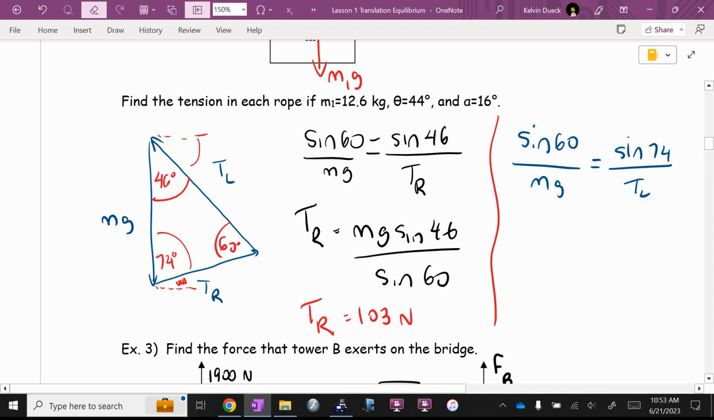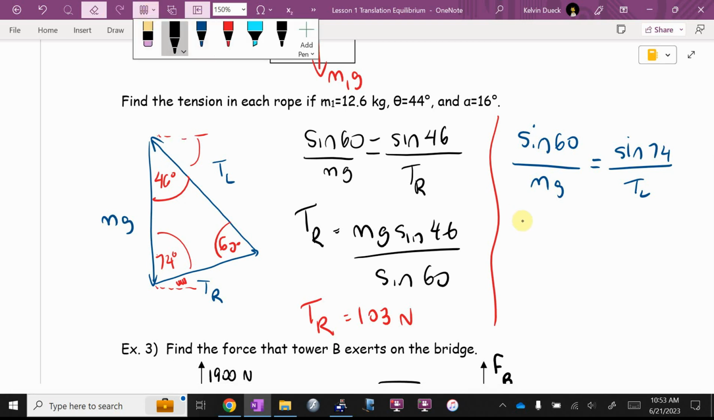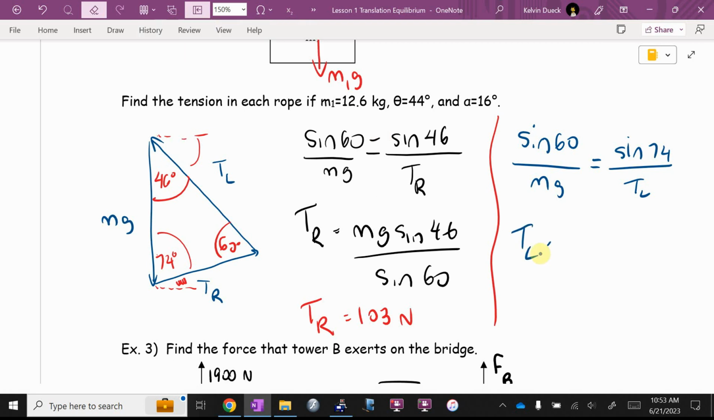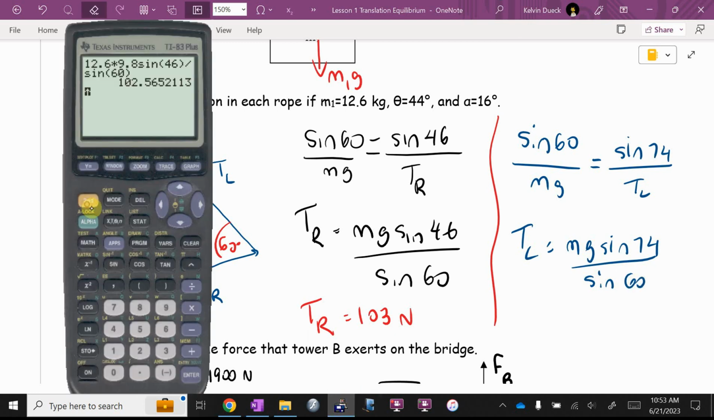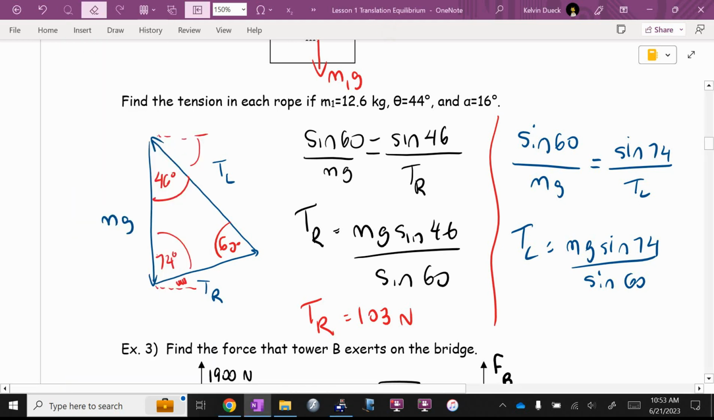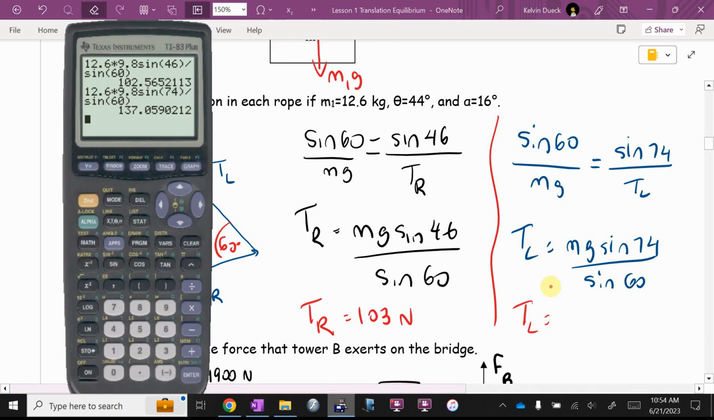In fact, oh, you know what? I think when I rewrite this, correct me if I'm wrong, it's going to be mg. You can just backspace, can you not? And I think on your calculator, just change the 46 to a 74, and you're done, aren't you? It's otherwise the same expression. And I did predict, Eliana, you and I predicted that the left tension would be larger. It is. What did I get? 137 newtons.